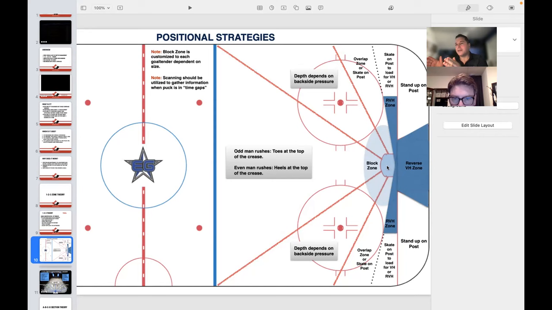In essence, as you're coming out there, you have a 6-inch game if you follow exactly what I'm sharing, but you'll have a little bit bigger game, or a little bit more space, if you back up a little bit. So you'll have to stretch out to make certain saves. Going straight into zone entry, if it's an even man rush, your heels are on top of the crease and you're presenting yourself into position, receiving the rush, and then making your saves. If it's an odd man rush, your toes are at the top of the crease, and then you're using timing mechanisms.